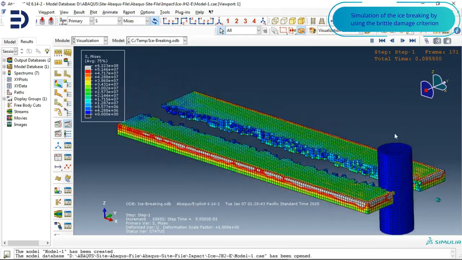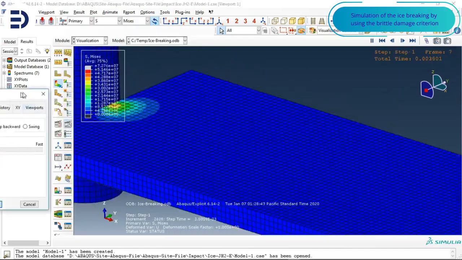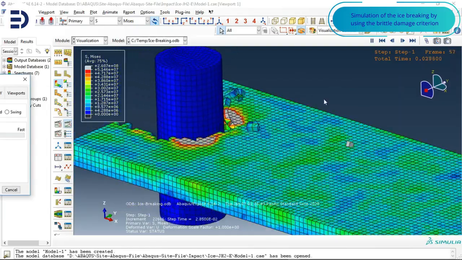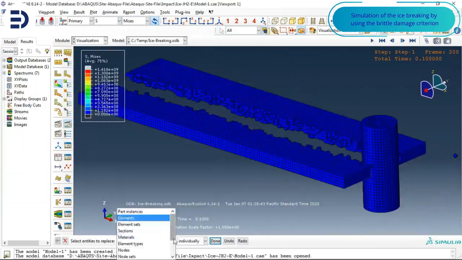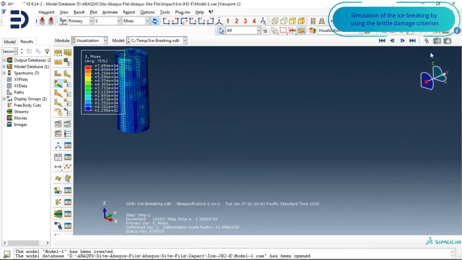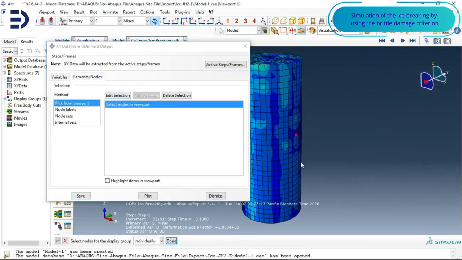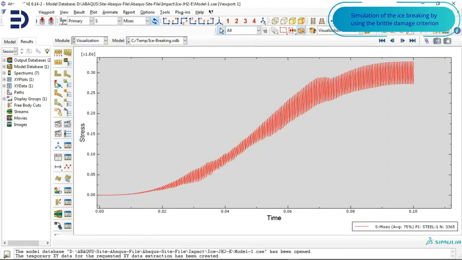Overview: what are JH2 and JHB models? The Johnson-Holmquist JH family of material models is designed to simulate brittle materials under high strain rates, large deformations, and high pressures, including catastrophic fragmentation.